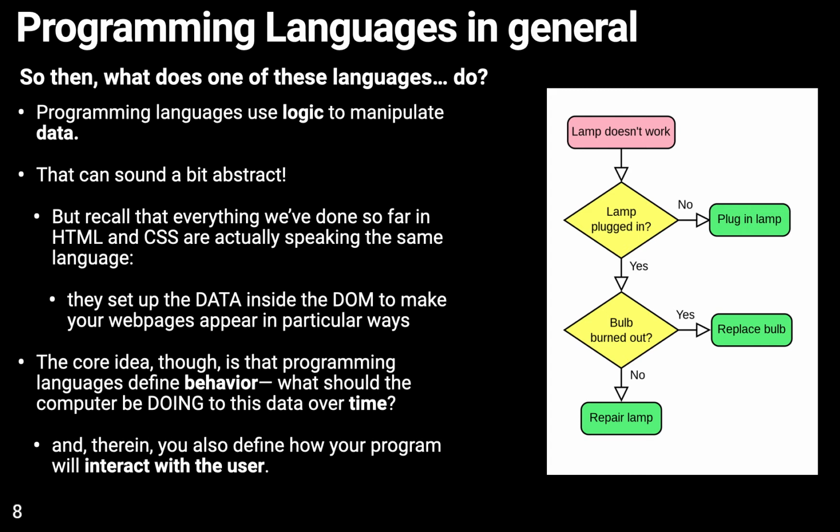The starting state is that the lamp doesn't work. We do a couple of checks to decide what to do from there. This is a simple if statement. That's one of the many concepts, but it's a core concept of how we use logic to decide on instructions.